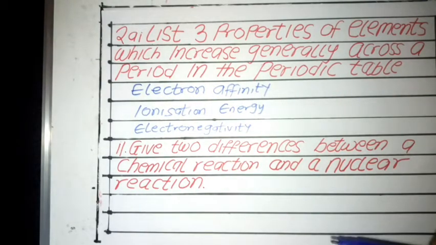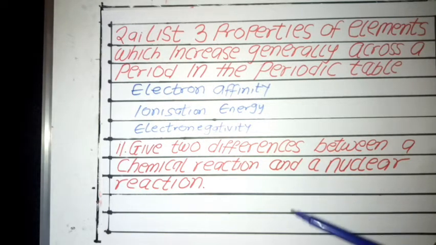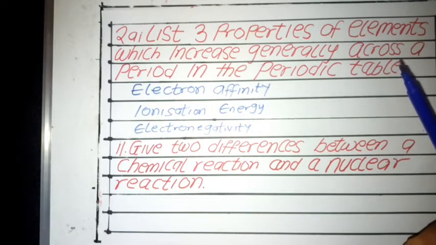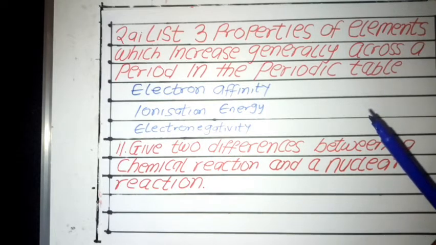All right, then the next question. Give two differences between a chemical reaction and a nuclear reaction. All right, chemical reactions are affected by external factors, e.g., temperature, pressure, catalyst, right? But nuclear reactions are not affected by those external factors. Then again, chemical reactions are not usually accompanied by great heat change compared to nuclear reactions. They are actually accompanied by great heat change.